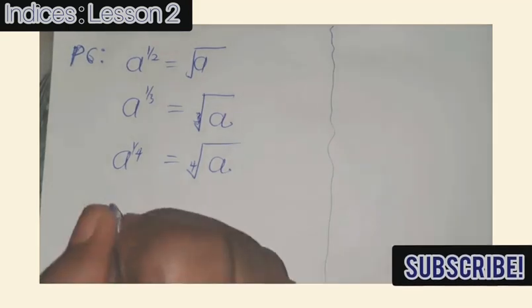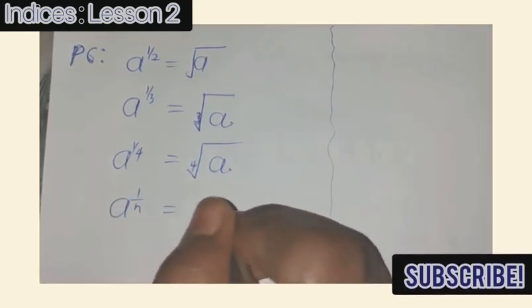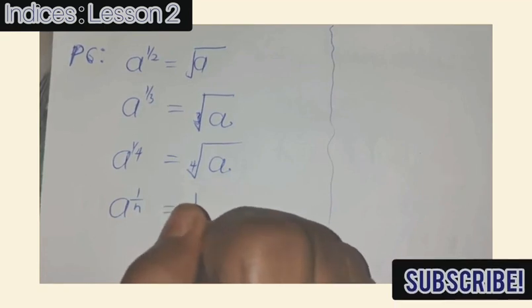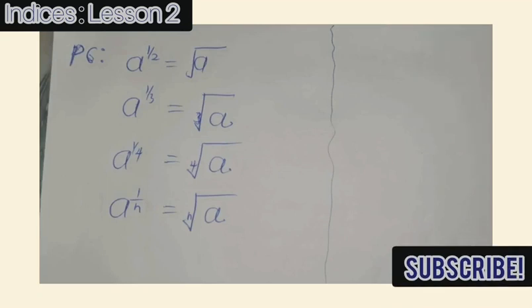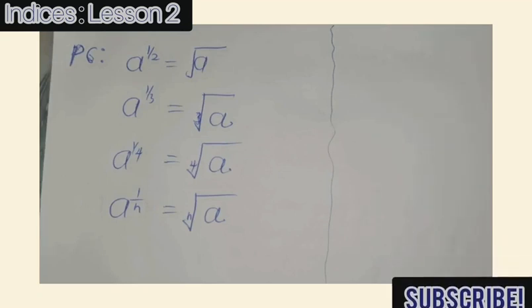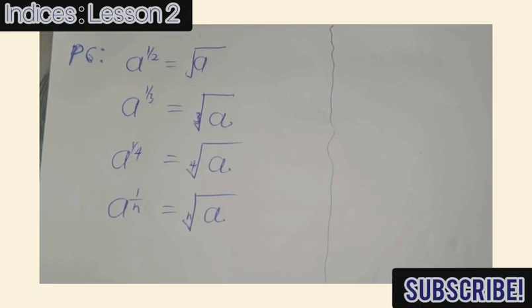So in general, if I have a raised to the power 1 over n, then we can say that it is the nth root of a. I hope that is clear. That's what we're actually saying: the nth root of a. So that is basically the approach that we want to understand.